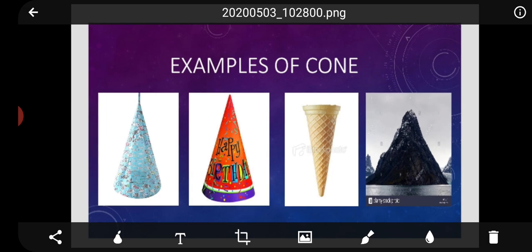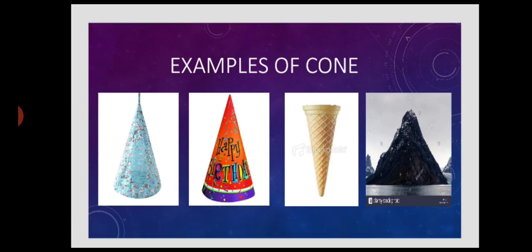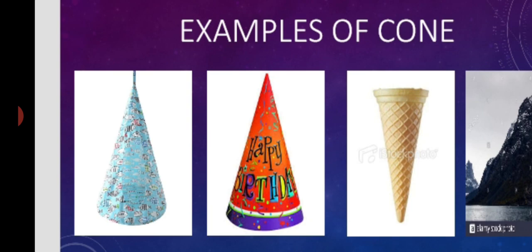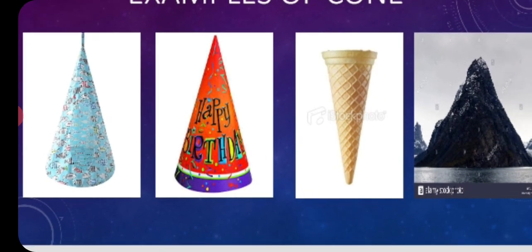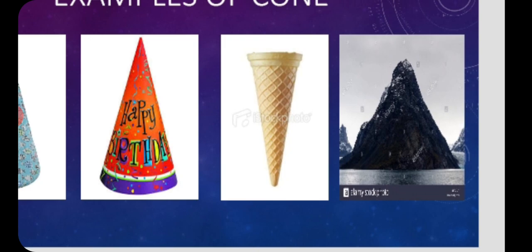Let's see some of the examples. Here is a conical tent. Maybe you can find one near your houses also where you are playing. This is the birthday cap. When you are celebrating your birthday, you are always putting on a cap of cone shape. Ice cream cone, yummy. These are summer days, so we are just in need of these ice creams. And last is the conical mountain. This is also in the shape of a cone.